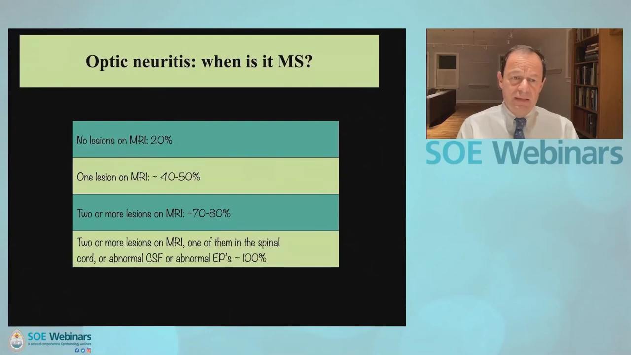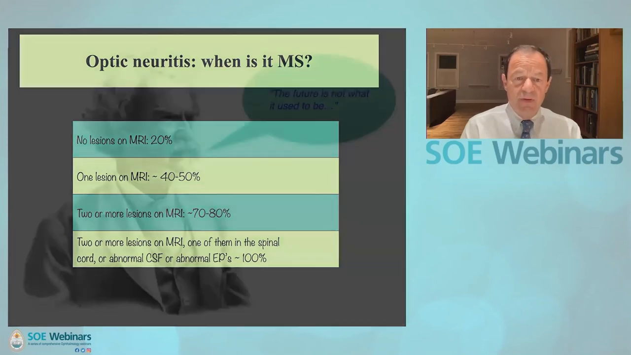The last slide is if one has a typical optic neuritis case and sees no lesions on MRI, the risk of multiple sclerosis is approximately 20% over 5 to 10 years. One lesion on MRI increases that risk to 50%, two or more lesions on MRI, that in some cases is equivalent to the diagnosis of MS, depending on what one finds on the spine and the spinal fluid.